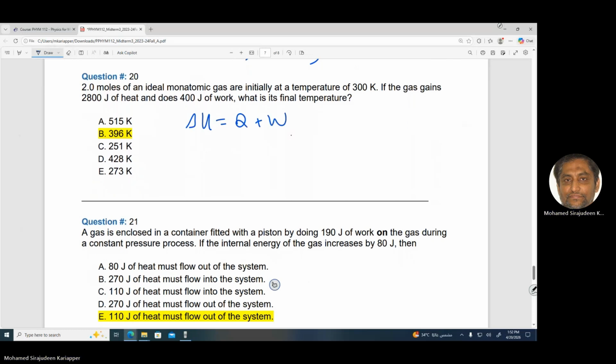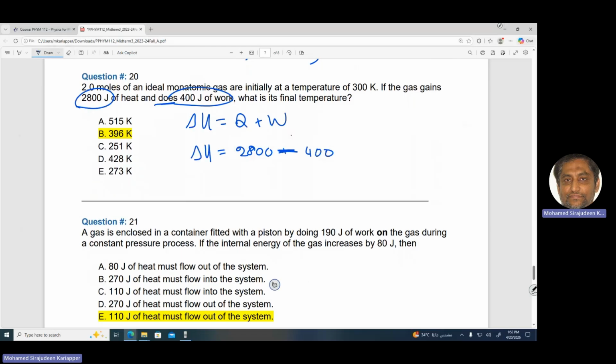Q is given. Is it positive or negative? Positive, because it is gains, right? So the heat is going into the gas. And W, who is doing the work? Gas itself. So negative 400.